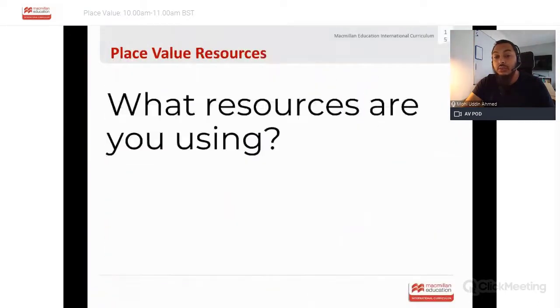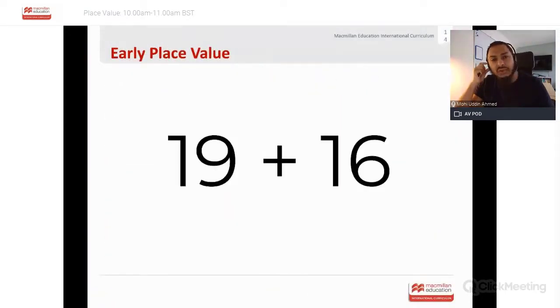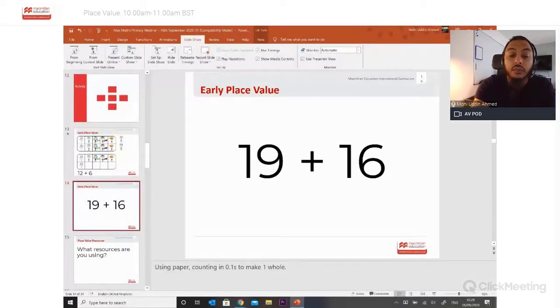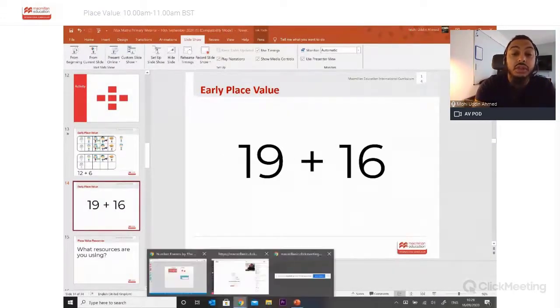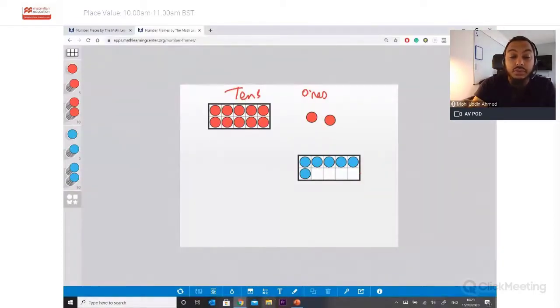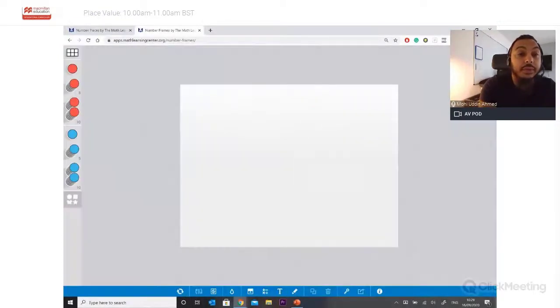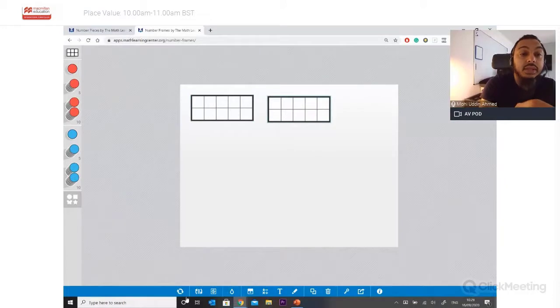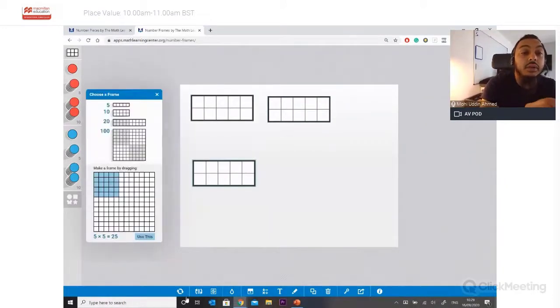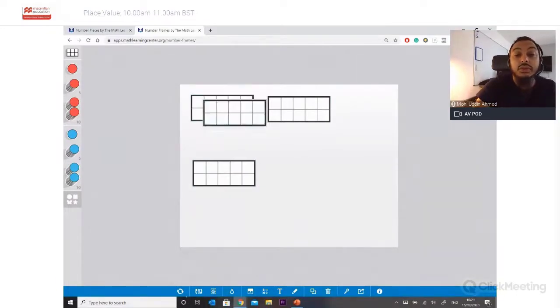So let's go back a step. How does all of that help with a question like 19 add 16? Because if our children are confident with their number bonds knowledge, then what's going to happen? Let me just refresh this. What's going to happen is when we get to 19 add 16, we're going to have something like this. Let's look at this. 19 add 16. Hopefully you see this on your screen.